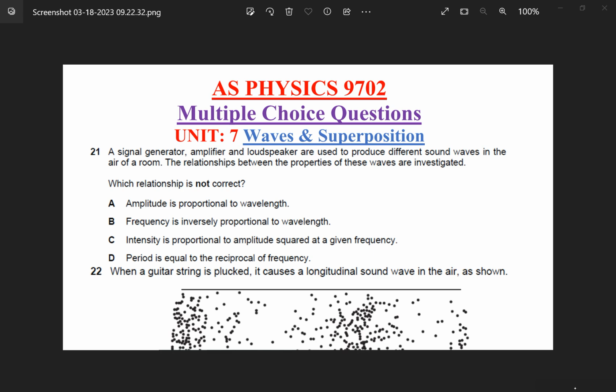In part one, I mentioned that waves and superposition together with electricity will contribute almost 20 out of 40 multiple choice questions. Therefore, it will be good to spend much time practicing waves and gaining the concepts behind waves.